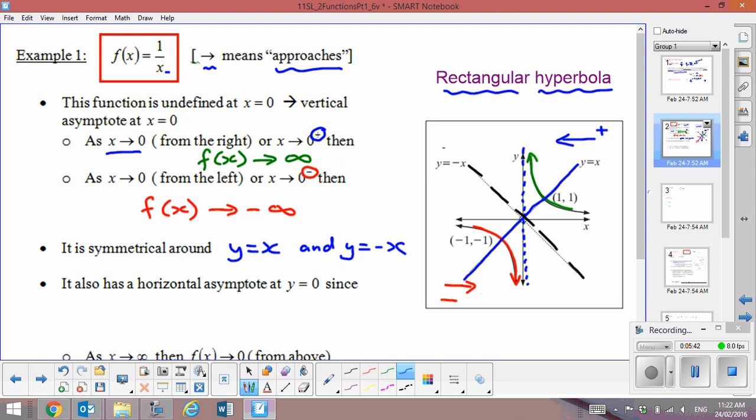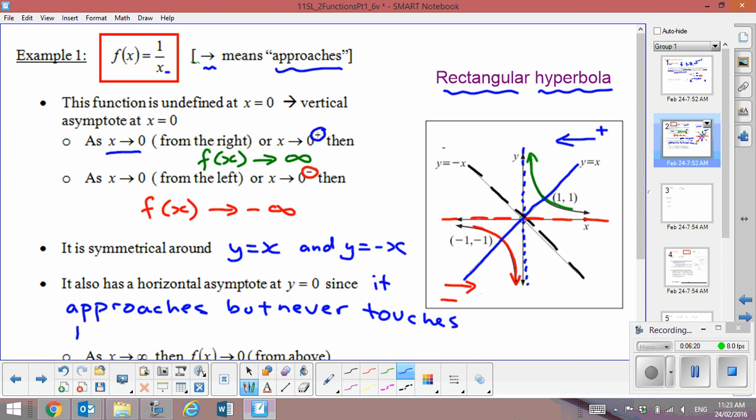It also has a horizontal asymptote at y equals 0. So that's this line here. We've got some more colours here. All right, so this line here is a horizontal asymptote, and we can see that because it approaches but never touches the x-axis. It approaches but never touches or cuts the x-axis.